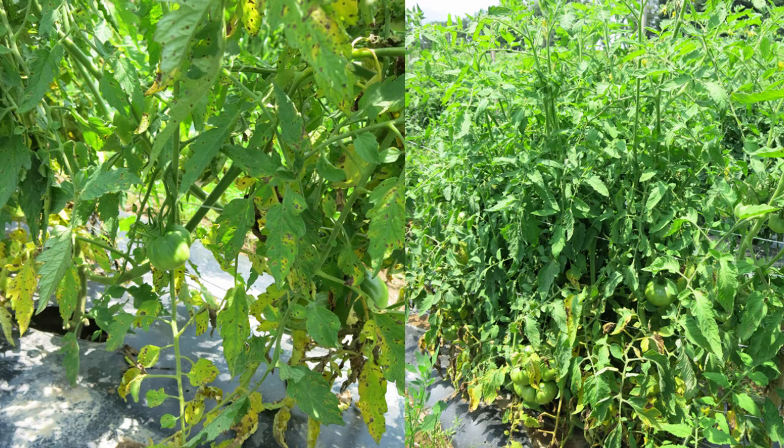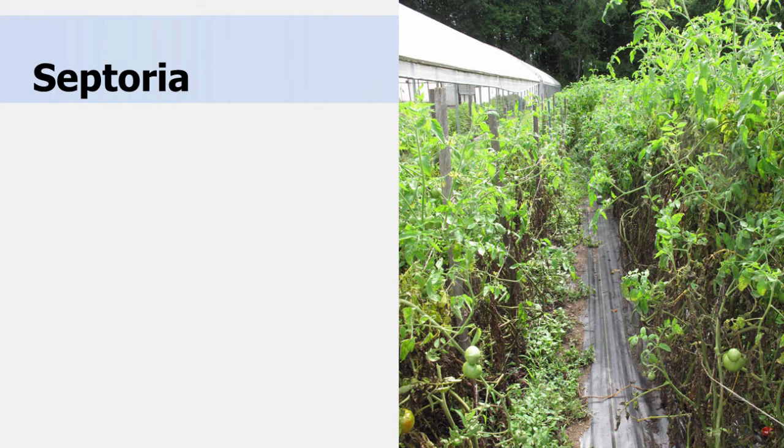Bacterial spot or speck can also be easily confused with Septoria. Both often start on the lower leaves. Septoria can defoliate tomatoes, often starting from the ground and working its way up the plant. Heavily infected leaves will turn yellow, dry up, and drop off. This defoliation will result in sun scalding of the fruit.